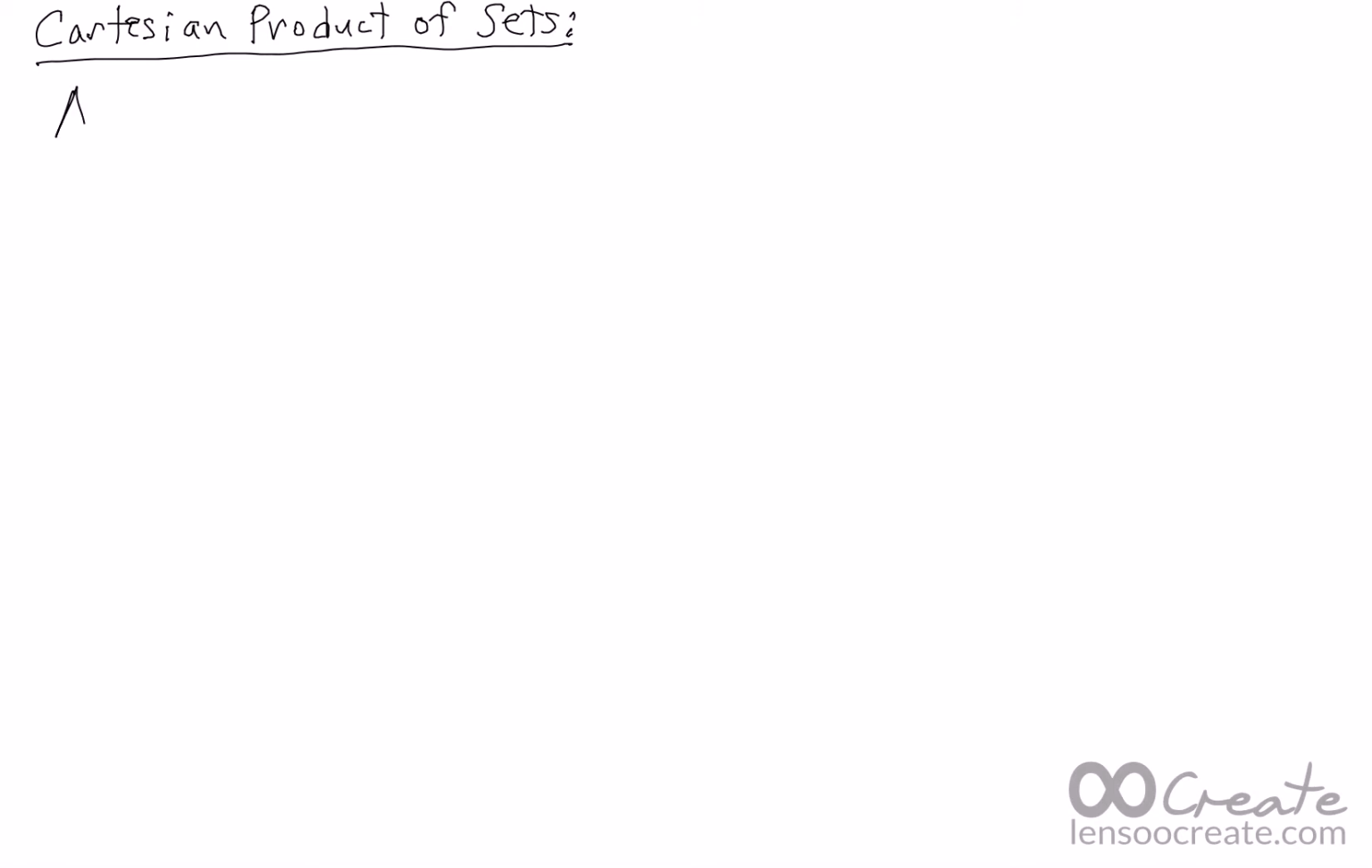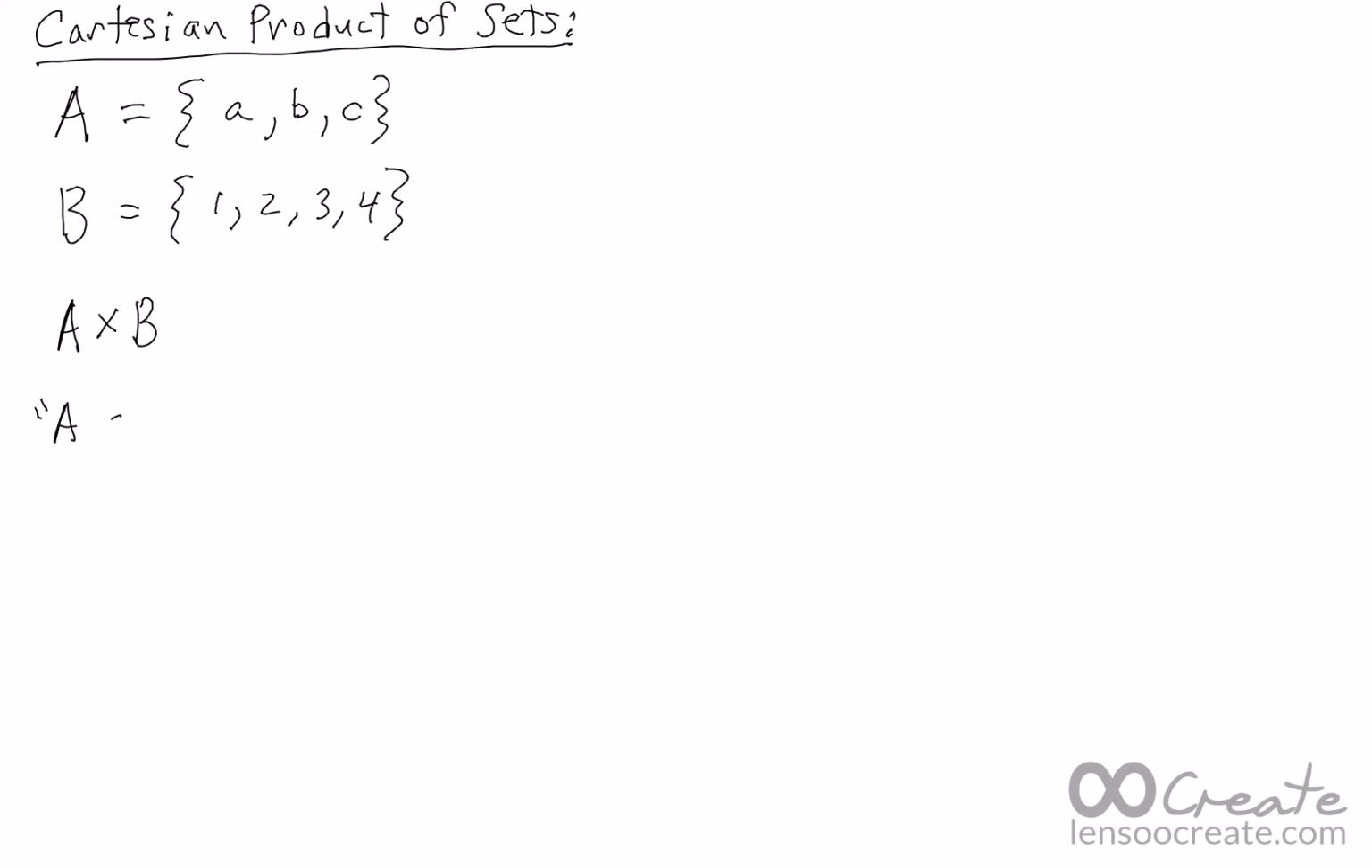Let's take two sets, A, which is defined as containing three elements, small lowercase a, b, c, and B containing the elements 1, 2, 3, 4. What I'm going to do now is take the Cartesian product of these two sets, and conceptually it's sort of like multiplying these sets by each other. We're going to have A cross B. This is how we say that.